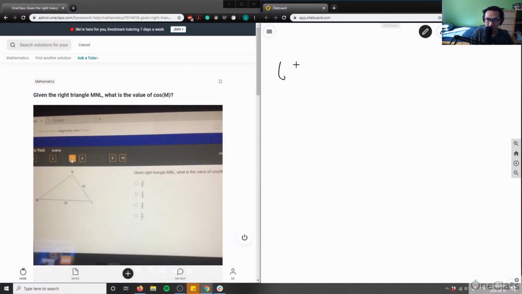So this is 6 here. It says, given the triangle M and L, what is the value of cos M? So this is trigonometry now. I'm going to draw my triangle. This is a really bad triangle.